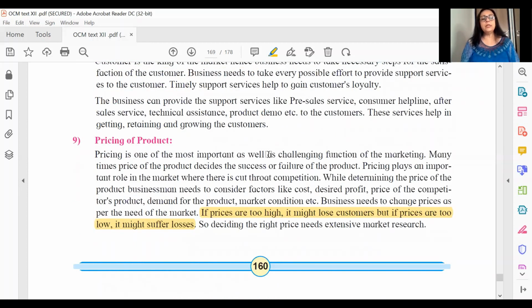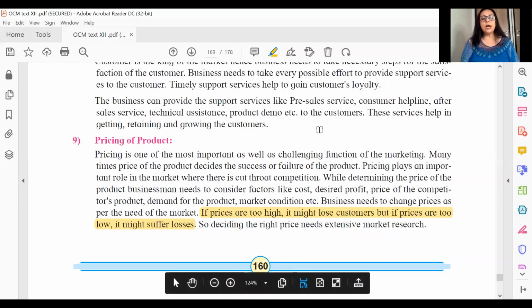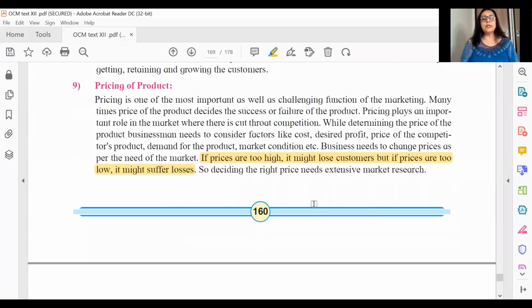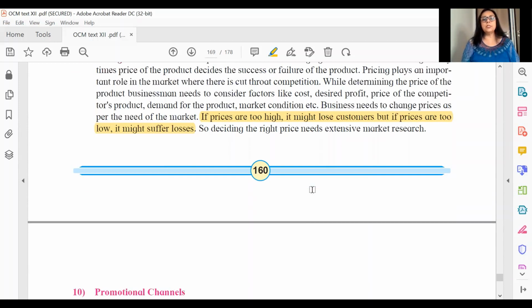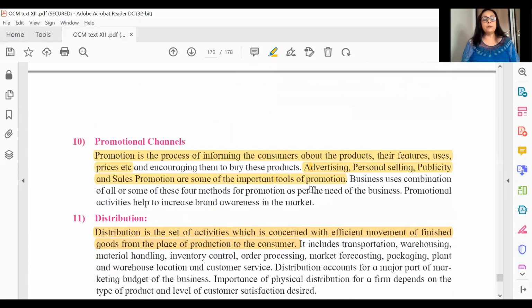Moving to point number 9. Something about pricing there. If prices are too high, it might lose customers. So pricing is something which should be done very sensitively. And if prices are too low, then it may result in losses. So just one of the factors, nothing really has been defined for a price there. So that's about point number 9.